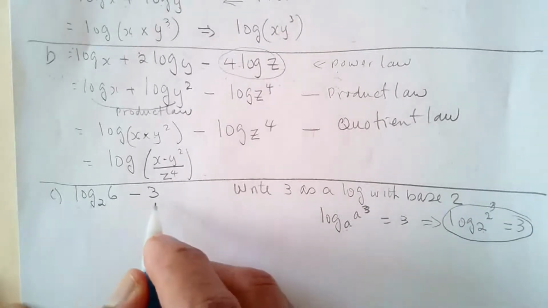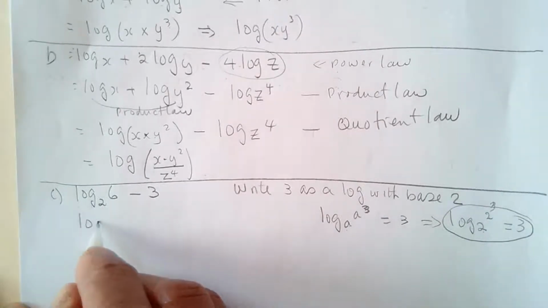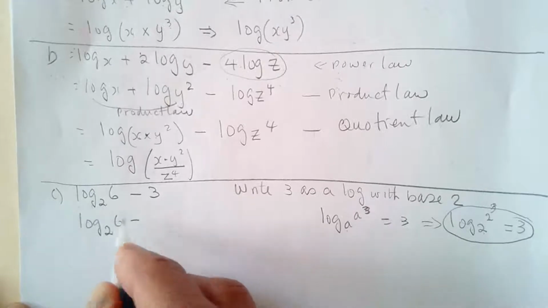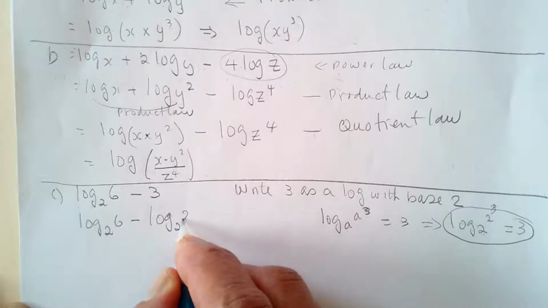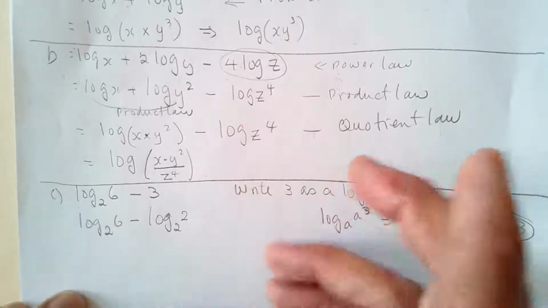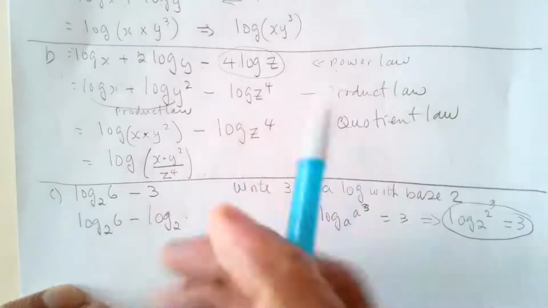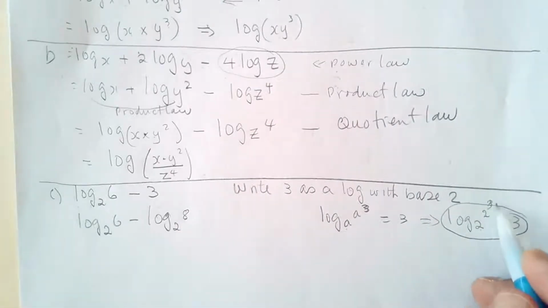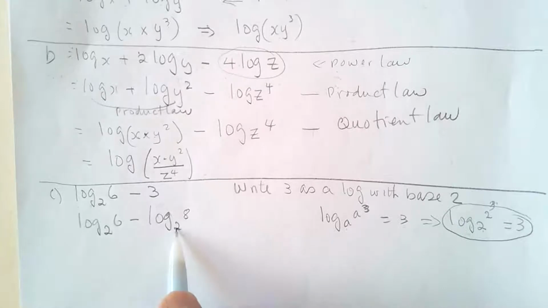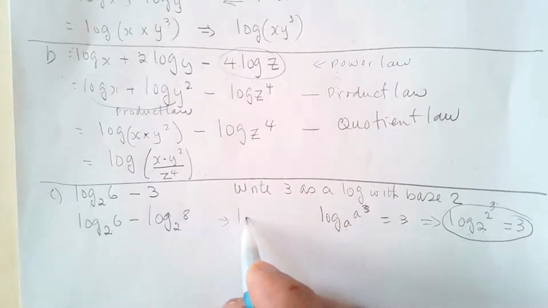So this can now be log base 2 of 6 minus log base 2 of 2 to the power 3, or we can write 8 here to make it simplified. Just remember, that's 2 to the power 3. That's how we ended up with this here. It's the same as log.